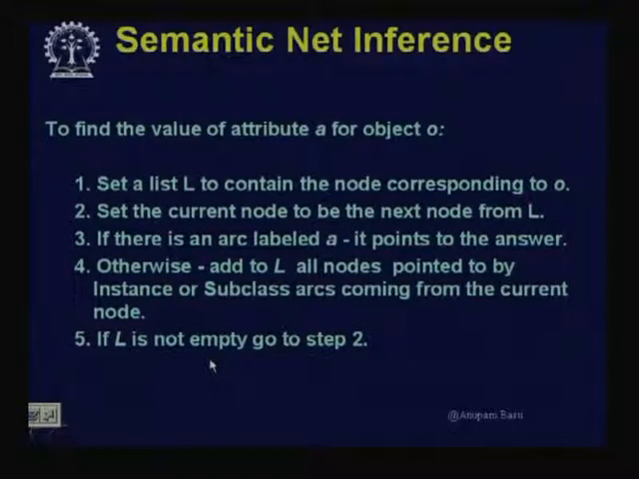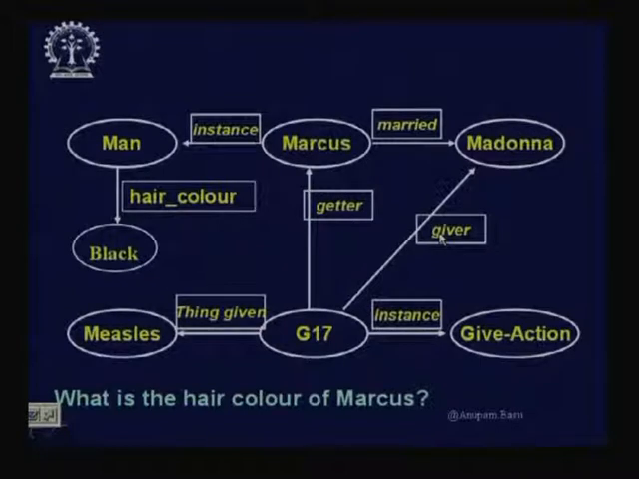So, if we do not find an answer, we add to L all nodes pointed to by instance or subclass arcs coming from the current node, and if L is not empty, that means there is a possibility of exploration, we will set the current node to be the next node, and we will see if there is an arc labeled A at that point. All right. So, this is the search mechanism that we use in semantic nets.